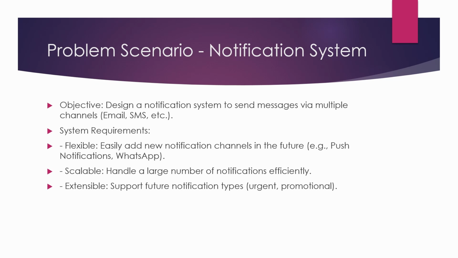Let's now move to our problem scenario: designing a notification system. The system needs to send messages through multiple channels like email and SMS. It must be flexible, scalable, and extensible, ensuring we can easily add new channels in the future. For example, if we want to add push notifications or WhatsApp, we should be able to integrate them without much hassle. The system should also handle large-scale notifications and future notification types like urgent or promotional messages.